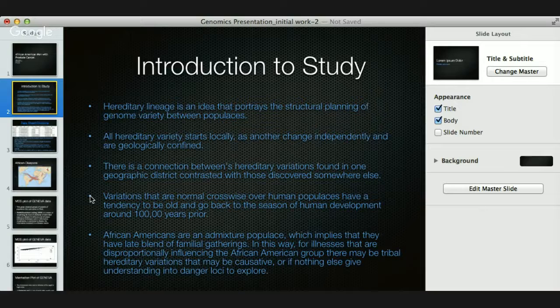of familiar groupings. In this way, for the illnesses that disproportionately influence the African American group, essentially, in African American men there may be rare attribute variations that may be specific to only African American men, increasing the risk. Insight into the risk loci to explore is important as well.